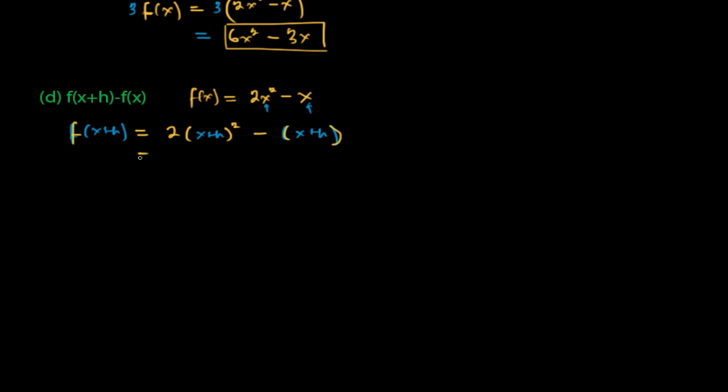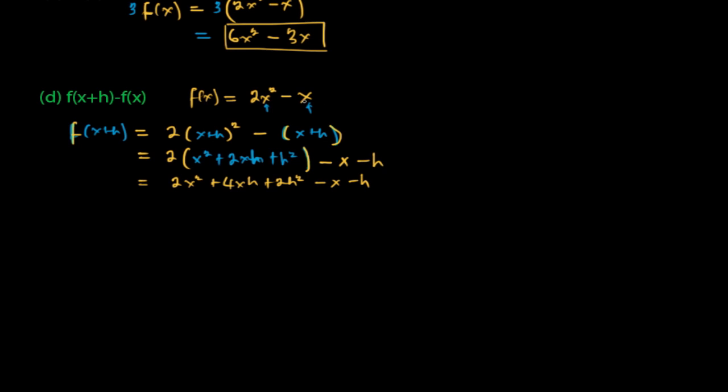So it's going to be 2 into, x plus h all squared is going to be x squared plus 2xh plus h squared. This is what you have when you expand this. Then minus times x is negative x, then negative times plus h is negative h. So when we expand this, we have 2x squared plus 2 times 2, which is 4xh, then plus 2h squared minus x minus h. So this is what we have for f of x plus h.